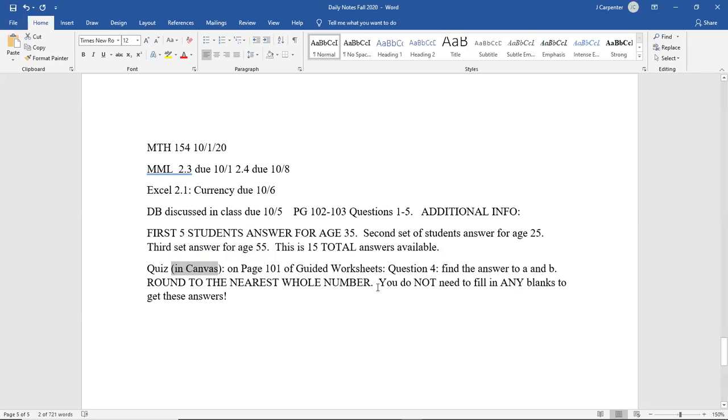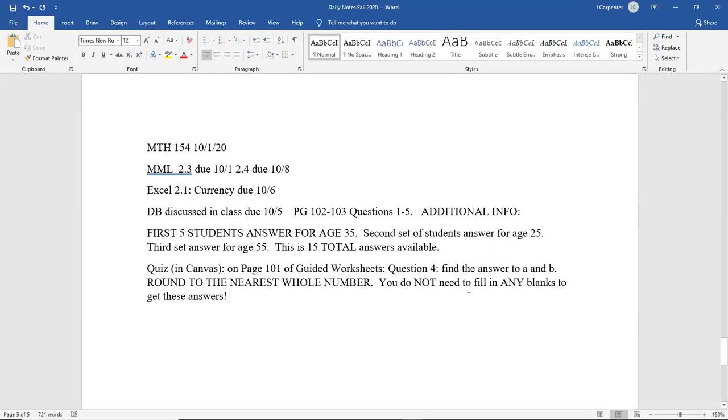It's going to be 2 questions. There's an A and a B. You will see what they're related to today, so hold your questions on that for now. And then when you do get your answer, all caps, round to the nearest whole number. Round to the nearest whole. And this, you do not need to fill in any blanks. I'll talk about that when it's more appropriate.